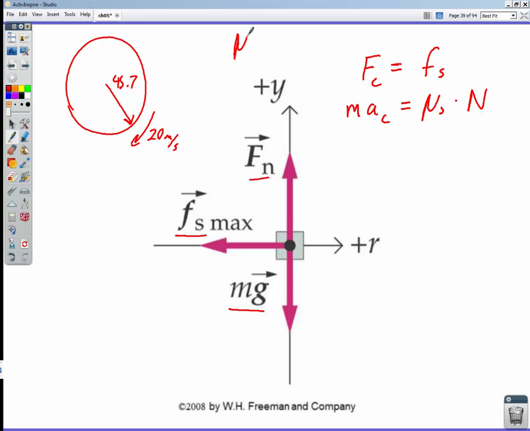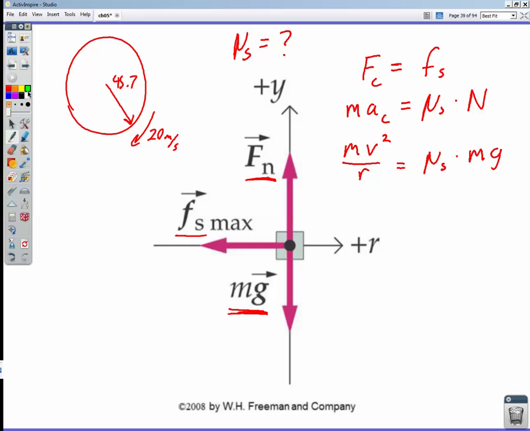Let's remind ourselves what we're solving for here. We want the minimum coefficient of static friction necessary for the car to negotiate this curve without skidding. So we're solving for mu. Breaking this down further, centripetal acceleration is v squared over r, and that's equal to the coefficient times the normal force. Looking in the y direction, we have the normal force and mg. These have to be equal and opposite because there's no acceleration in the vertical, so the normal force is just mg.